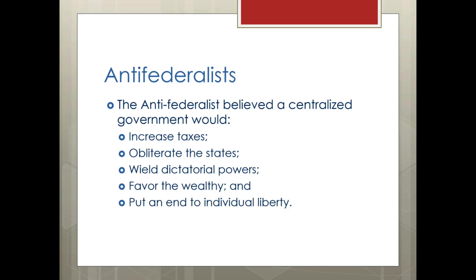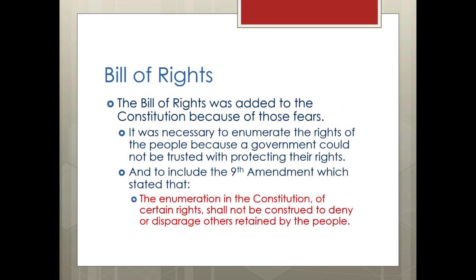The Anti-Federalists believed that the central government would increase taxes, obliterate the states, wield dictatorial power, favor the wealthy, and put an end to individual liberty. And for that reason, the drafters added the Bill of Rights to the Constitution. And the Bill of Rights initially provided amendments 1 through 8 to provide individual rights to individuals, to protect against what the Anti-Federalists believed would be the dictatorial centralized government.